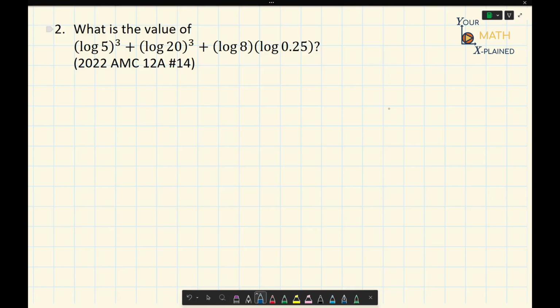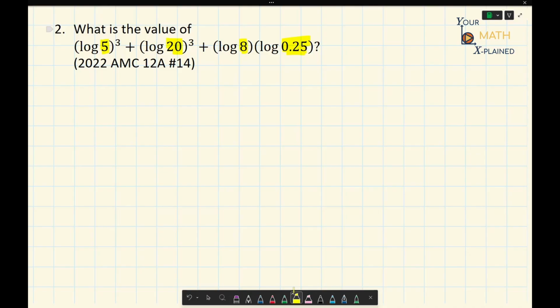But what you should notice is that everything here is somewhat related to 10. For example, we have 5, and then we have 20, which is 10 times 2. We have 8, which is 2 to the power of 3. And then we have 0.25, which is 25 over 100. So we have 2, 5, and 2 times 5 is equal to 10.